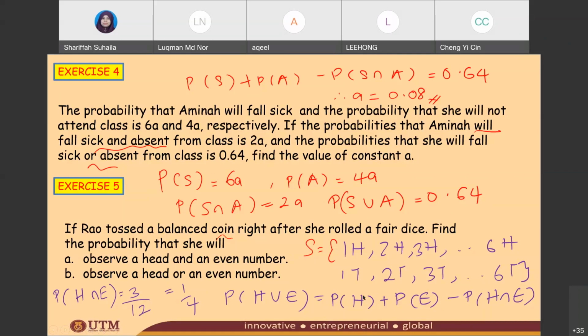So a head, it can be either head with an odd number or head with an even number. So you can total all of these. Then probability of E, even number. The condition is it must be an even number, so it can be with a tail as well, as long as it is an even number. And then minus the intersection. Yes, that's the idea. You all can try this question again and rewrite what the answer is.